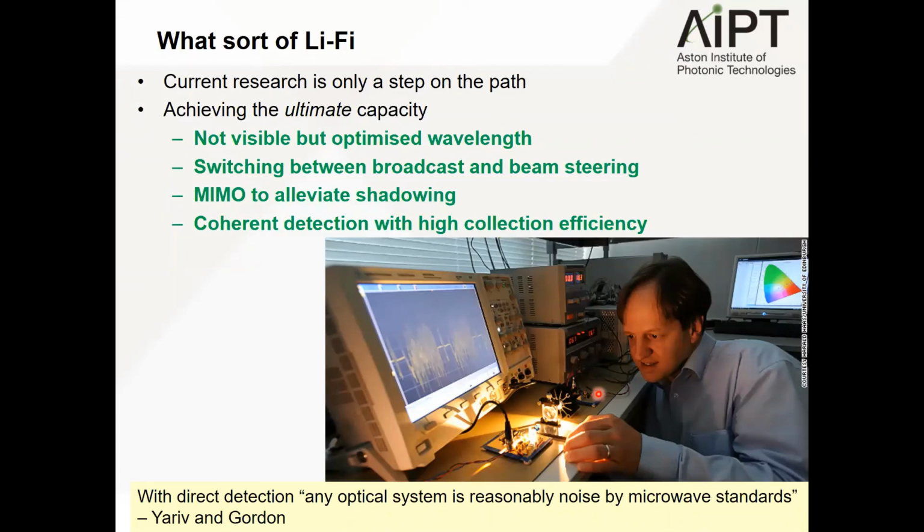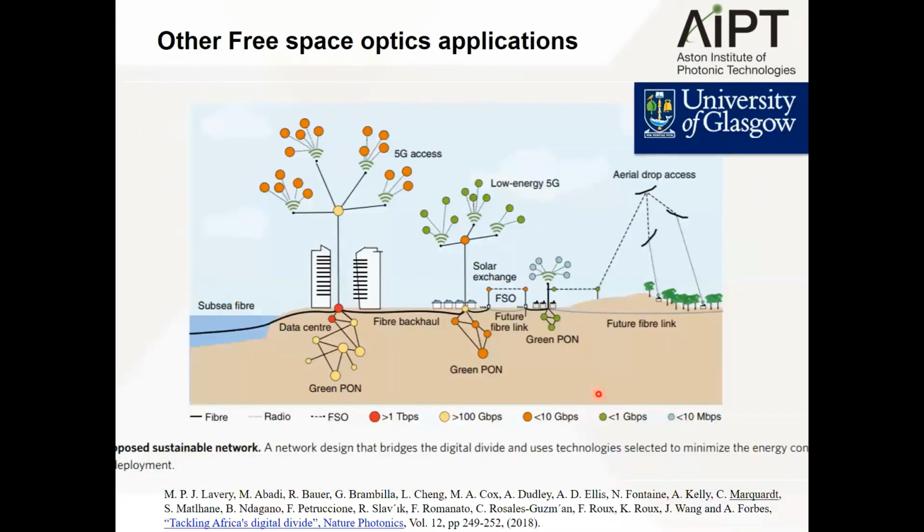And to get that shot noise limit, you either need single photon counting devices or you need coherent detection with a high collection efficiency. So those are really, really difficult challenges to overcome. But if you don't do that, then as Yariv and Gordon said, with direct detection, any optical system is reasonably noisy by microwave standards. And reasonably is very polite. It's very noisy by microwave standards, and so it won't displace it.